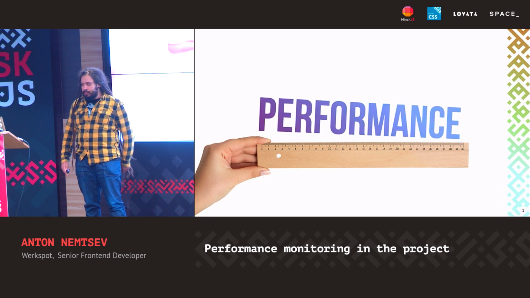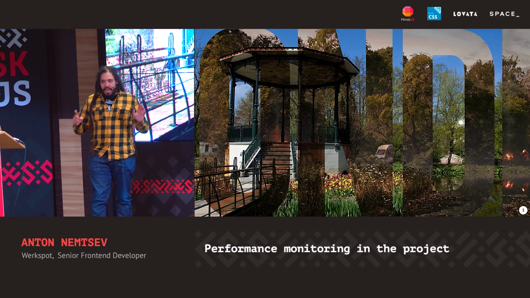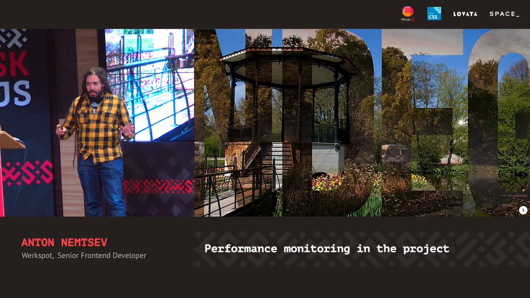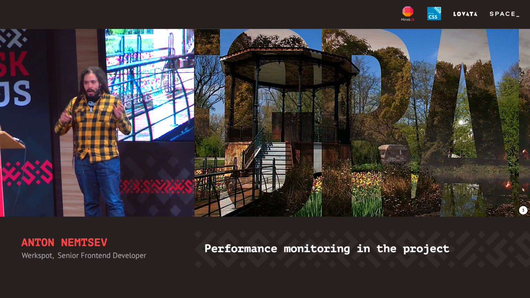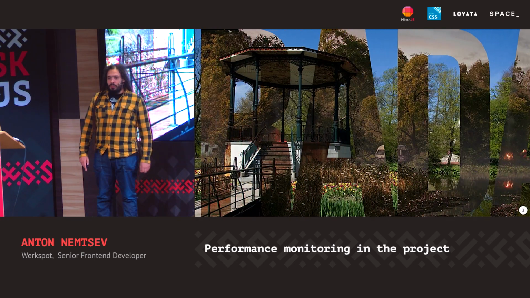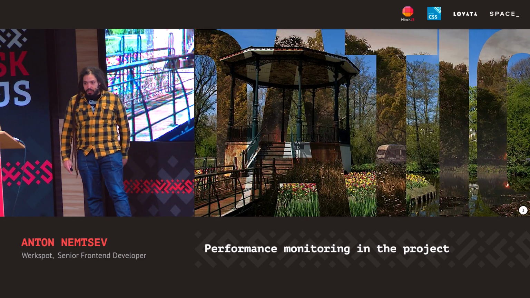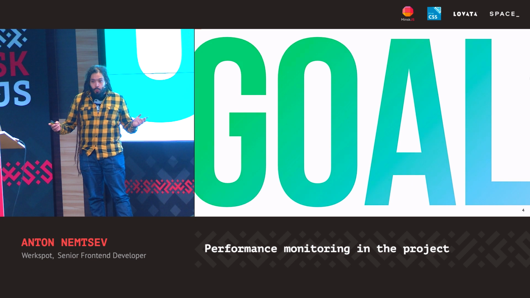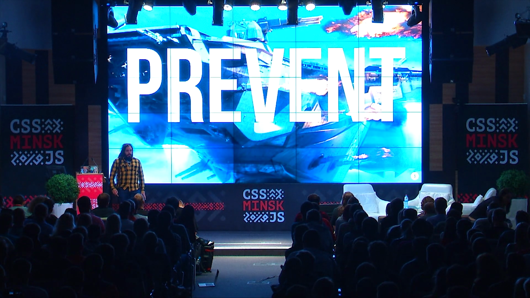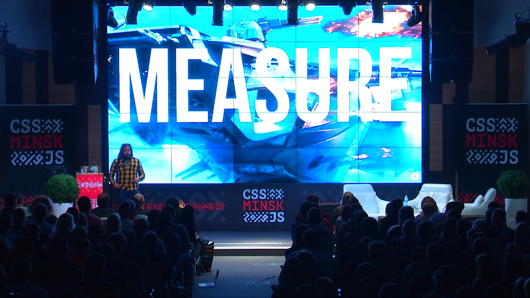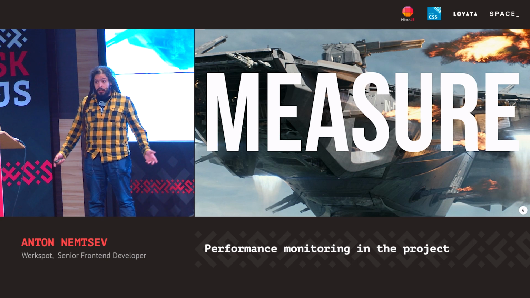Hell no. Let's state the problem. You may create the best performing app ever, and in half a year with a couple of features, you will have the slowest app ever because, well, performance degrades. So what should we do? Our goal: prevent performance degradation. And to prevent it, we just need to measure it and visualize. It's a first step.